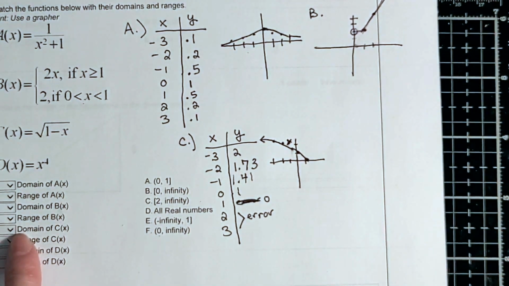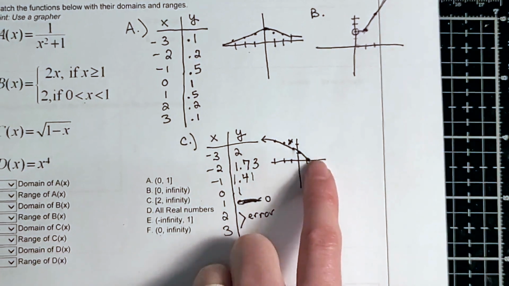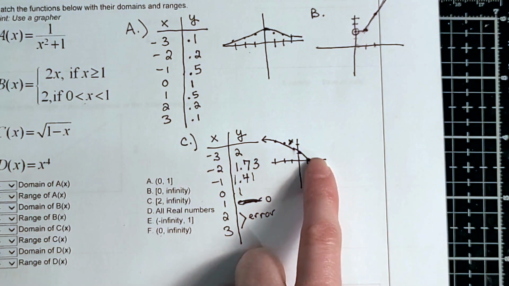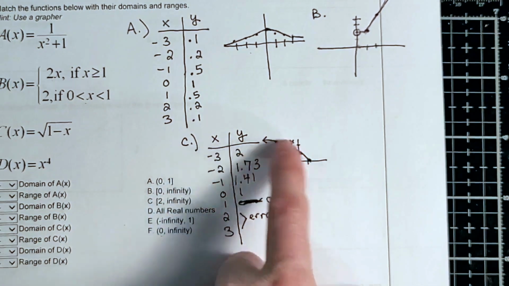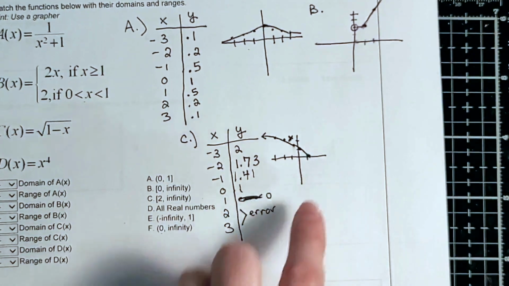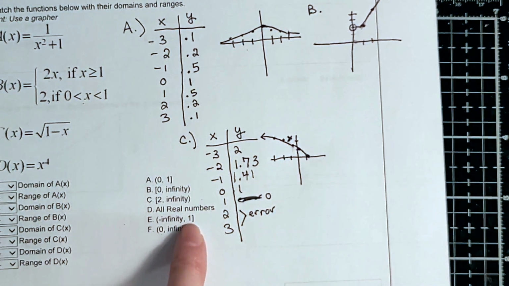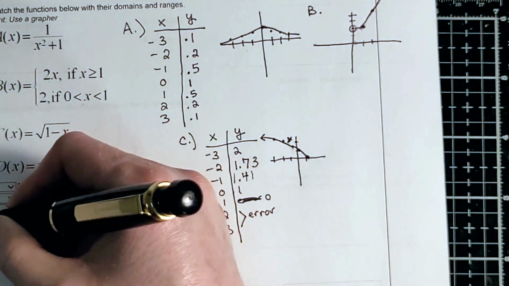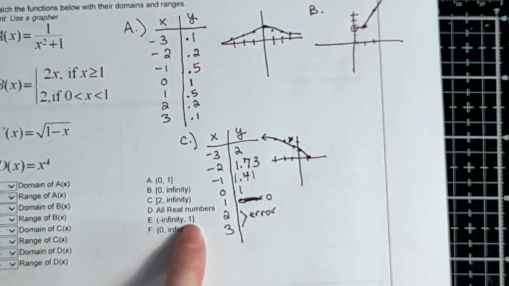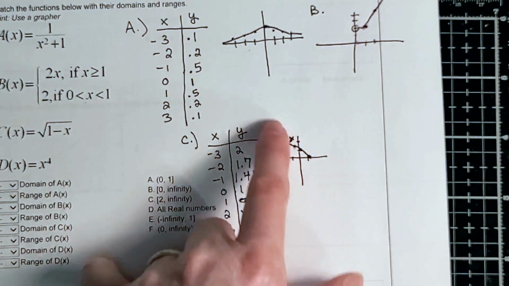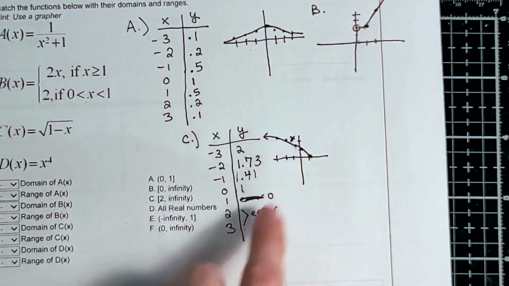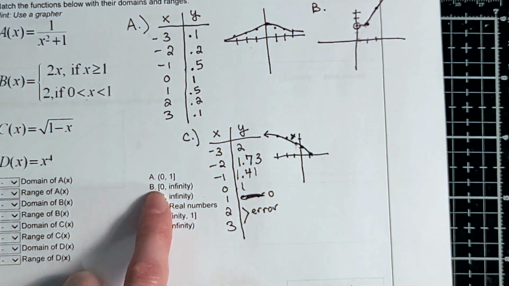Okay, so the domain of this, well, we are starting at +1 and we're going to -infinity. So -infinity to +1, solid dot, so we should have a bracket, so that would be E. The range would be from 0 and it goes to infinity. 0 is enclosed, so that would be B.